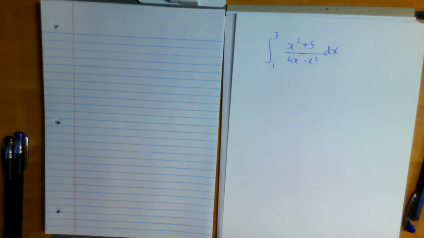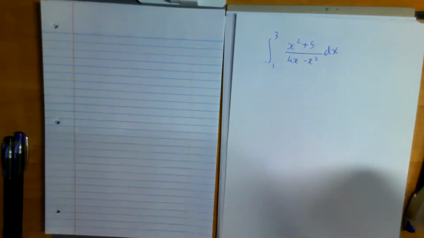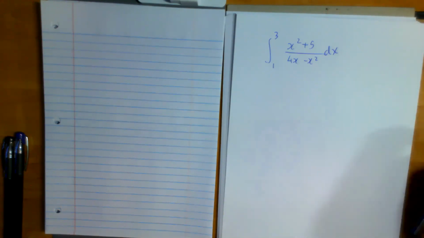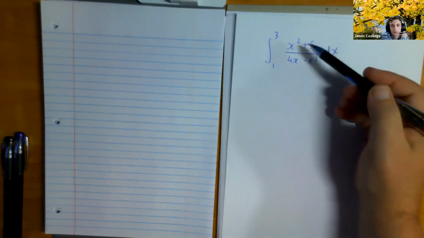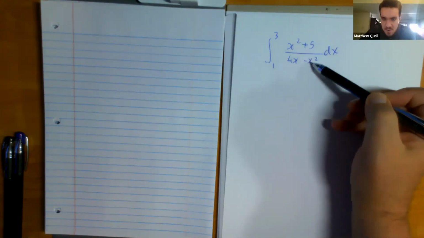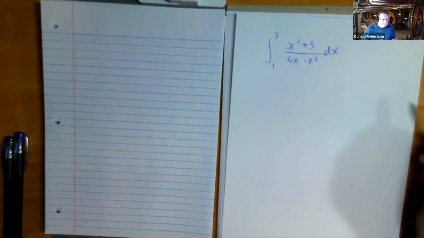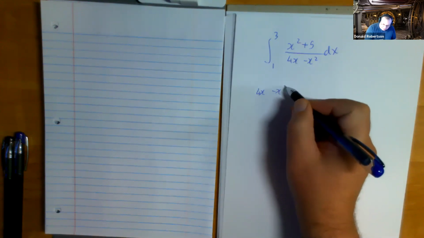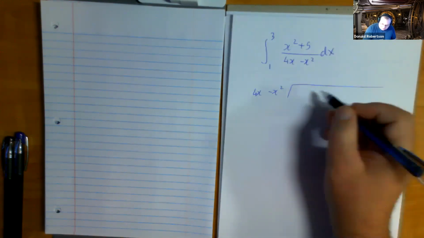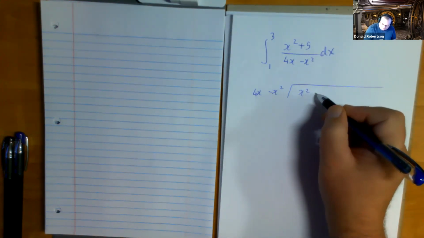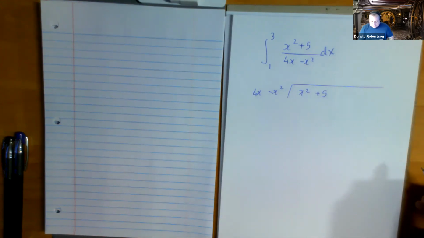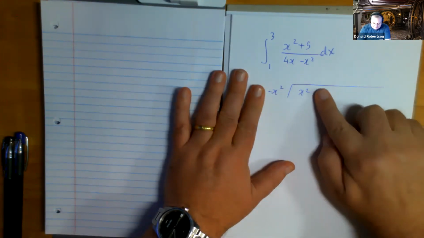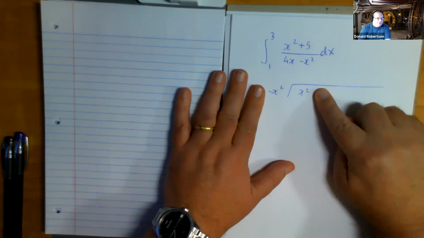Division. Yeah. How do you know? Because the degrees of the numerator and denominator are the same. Right. So this is one of the two questions where you actually need to do long division. Okay. Thankfully, it's a very simple long division.